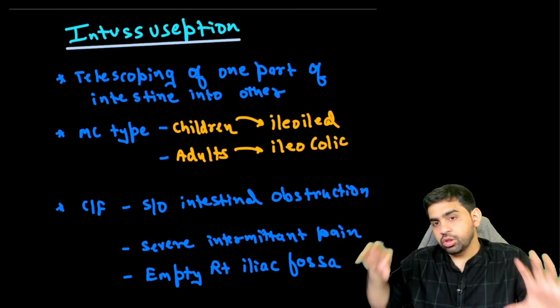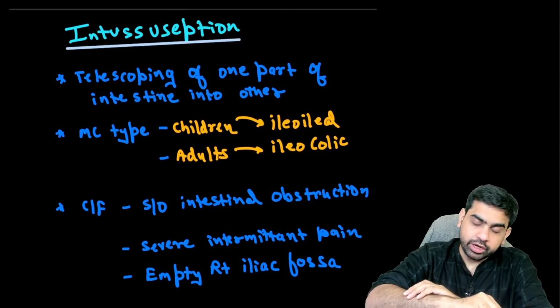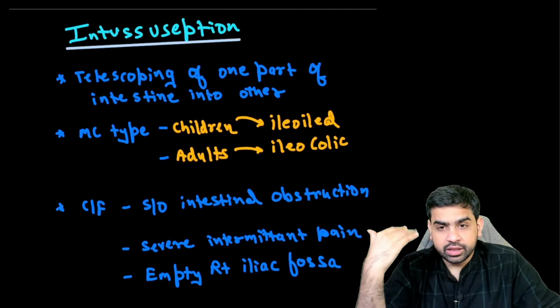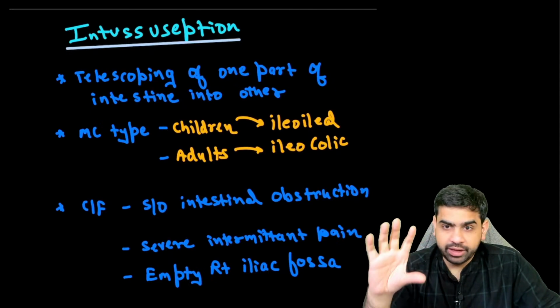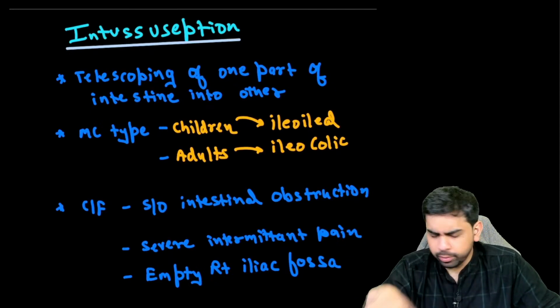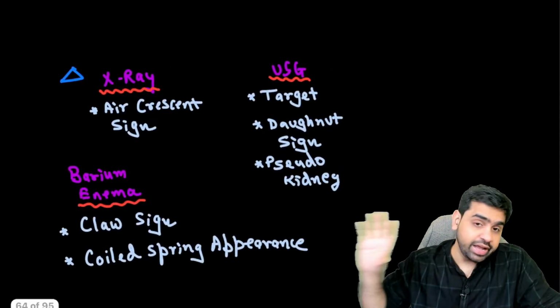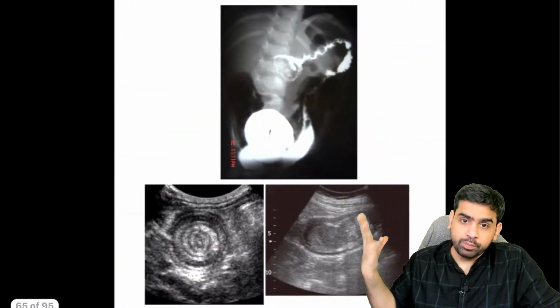What is an intussusception? A part of the intestine is basically telescoping into the other. That is what an intussusception is. It is more common in children. The patients are going to come to you with colicky abdominal pain, bilious vomiting, all the same kind of features of any dynamic obstruction. Now, the important part is the imaging.